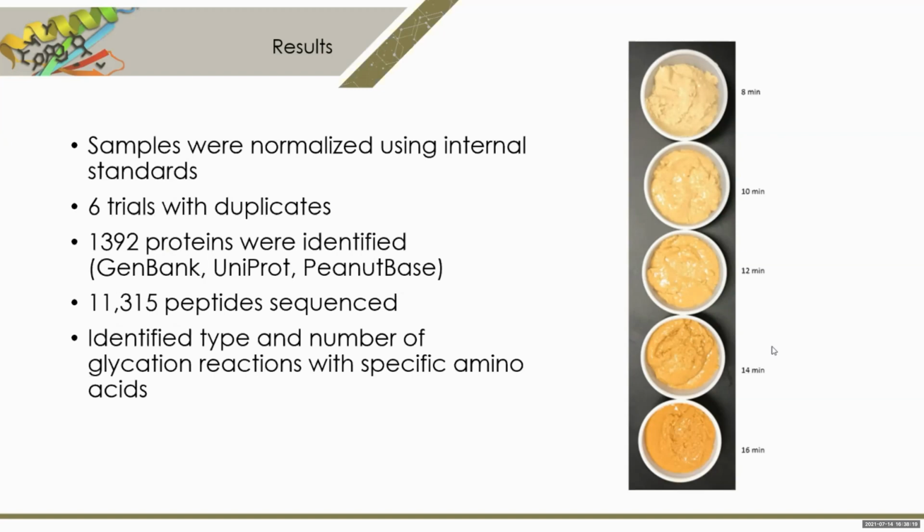The results can be summarized as follows. The unroasted seeds contain nearly 1,400 identified proteins, which were fragmented into over 11,000 peptides.